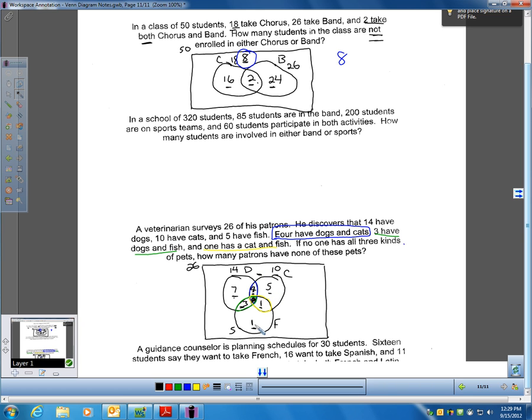Let's do that. 1 plus 1 plus 0 plus 3, this is 5 in here. 5 plus 5 here is 10. 10 plus the 4 is 14. And 14 plus the 7 is 21. And 21 plus blank is 26. This had to be a 5. Well, there's my correct answer. There were 5 people that own none of these kind of pets.